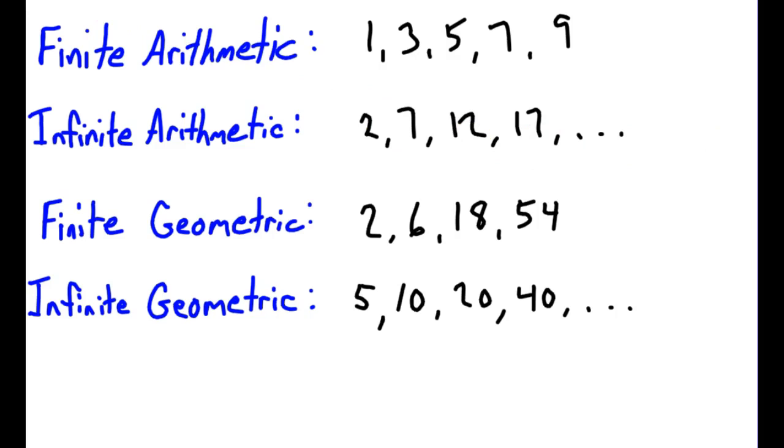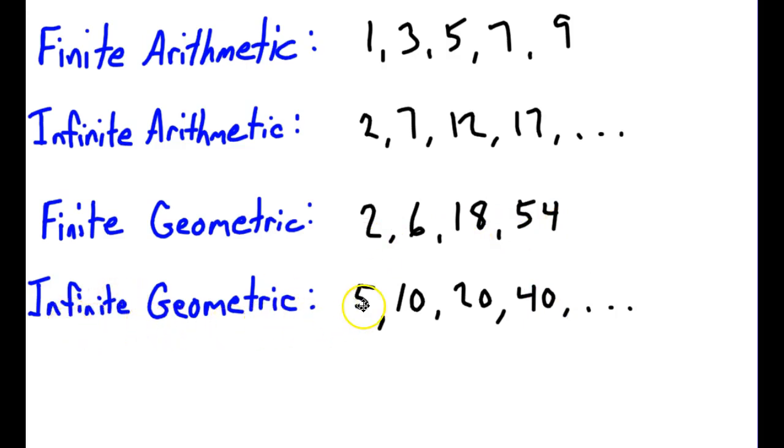We can also have geometric sequences. So a finite geometric sequence, we're multiplying by the same value each time. So if we start with 2, I multiply by 3 to get 6, multiply by 3 to get 18, multiply by 3 to get 54. This is finite because it comes to an end after 54. The pattern does not continue on.